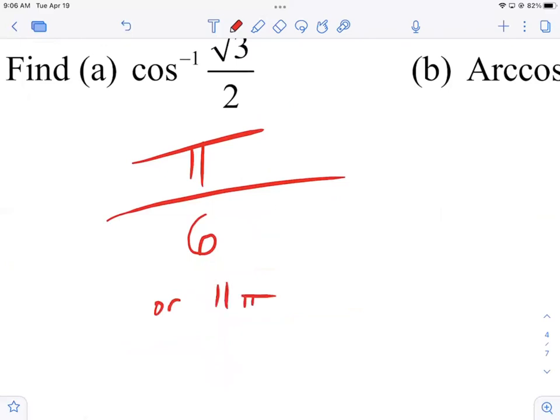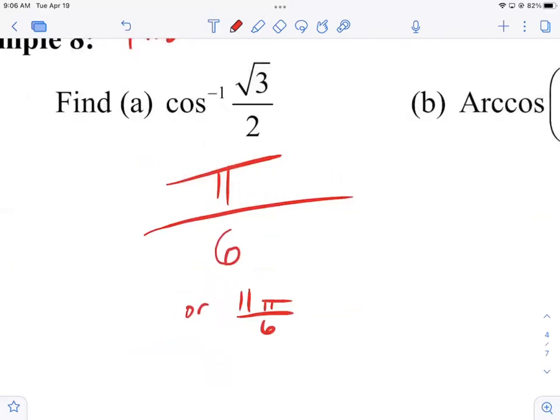Would it be 11 pi 6? No. After all, what's cosine of 11 pi 6? Square root of 3 over 2, right? But what's wrong with 11 pi 6? Not in the PVR. It's not in the sun on the horizon, right? No, negative pi 6 is also not in the PVR. Negative pi 6 is quadrant 4. That's not in the sun on the horizon. If you take the inverse cosine of any ratio, you will never, ever get a negative angle. It's either positive and acute or positive and obtuse.